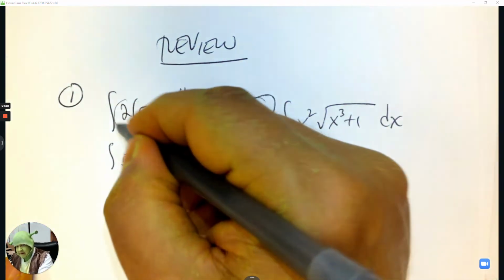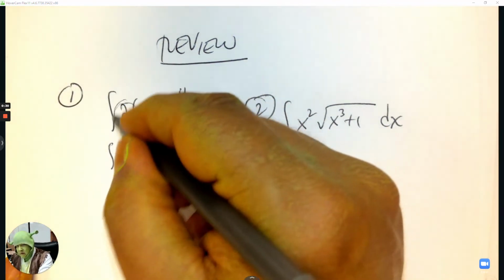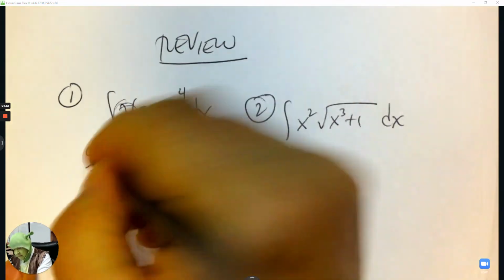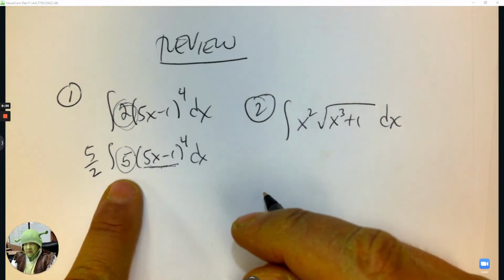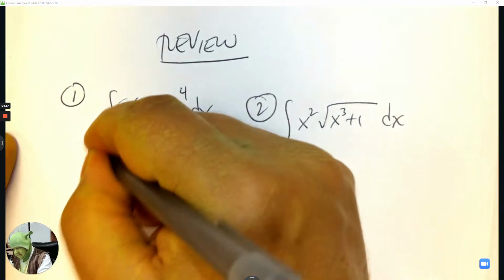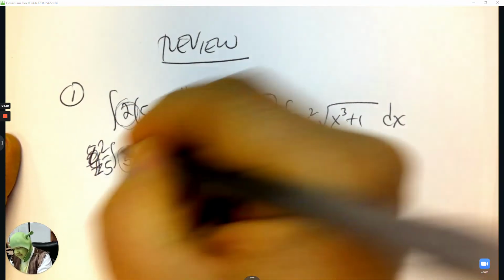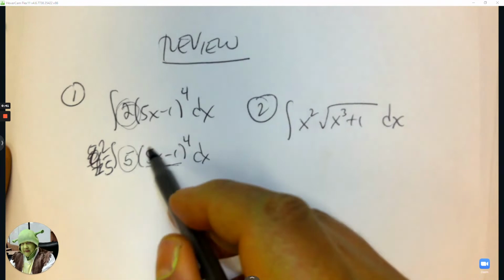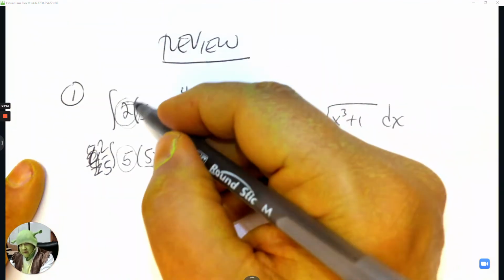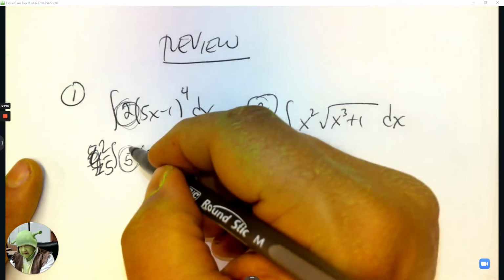But the number before, I go what it was over what it became. So it's going to be 5 over 2? Wait a second. What it was over what it became. So it's going to be 2 over 5, so that when I multiply it out, it's still 2. So again, what it was over what it became.